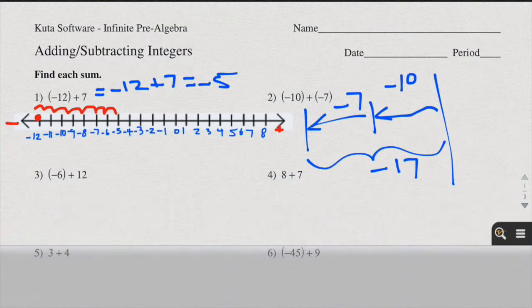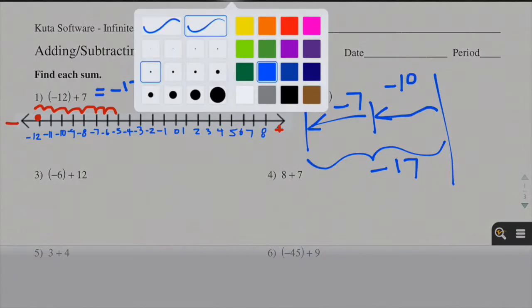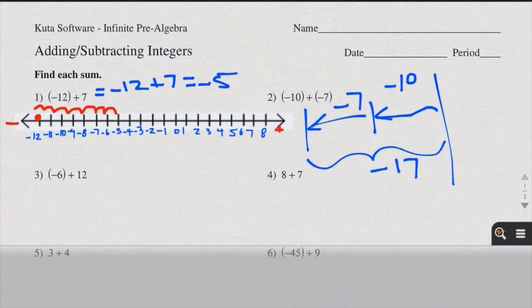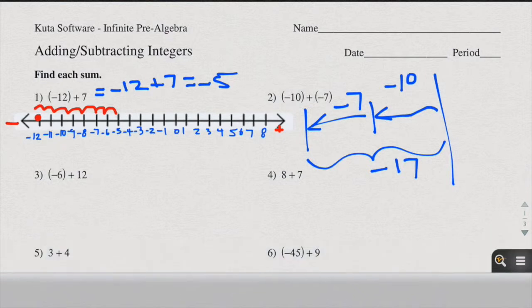Okay, number 3. I'm going to do the money example on this one. So let's say that you owe somebody $6 and then you are given $12. So what you're going to do is pay the $6 to your friend and that leaves you with $6. It's really hard to write stuff like this just because it is more verbal than a written expression. I will do my best.